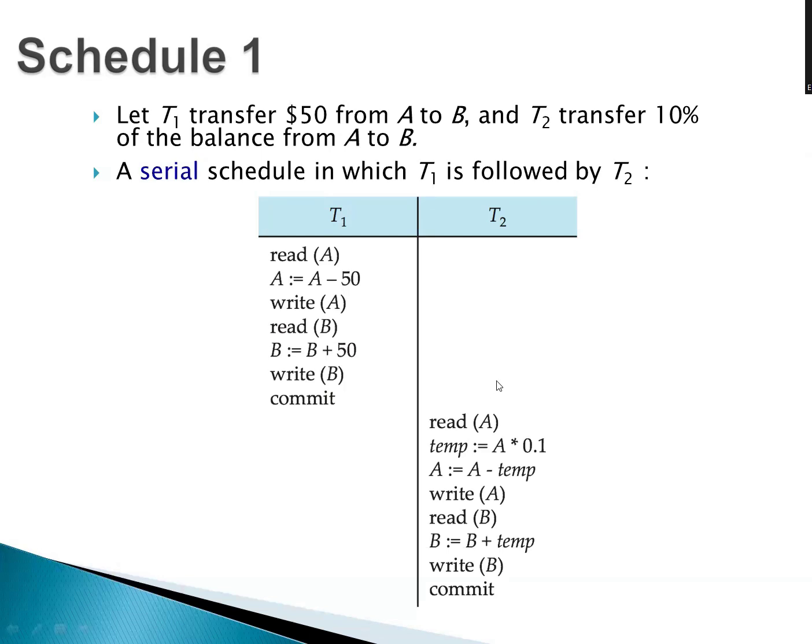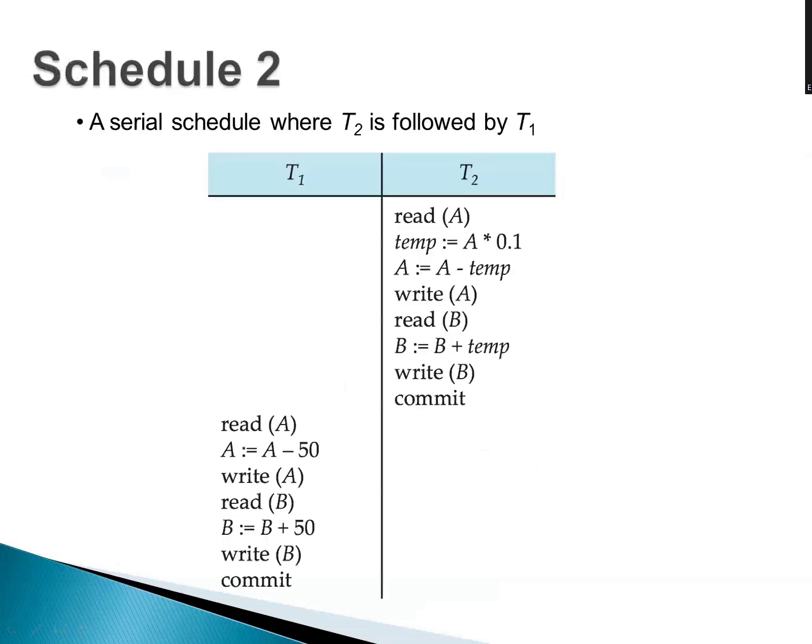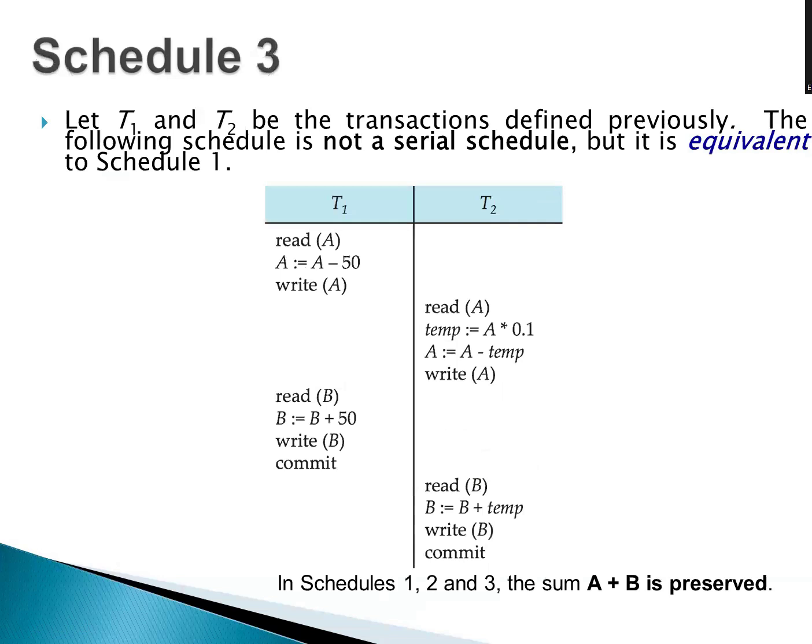So this is an example of a serial schedule, where T1 is followed by T2, and it can also be T2 followed by T1. And the next one is the non-serial schedule. A non-serial schedule is one where the operations within the transactions are intermixed. See here, in this example, both transactions T1 and T2's instructions are intermixed. While non-serial schedules can improve performance, they can also lead to inconsistencies if not managed properly.